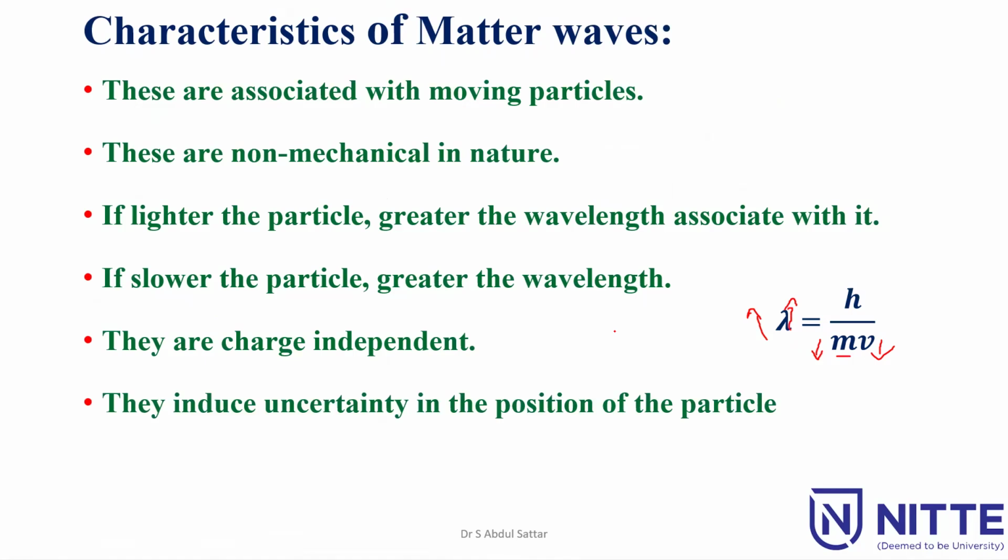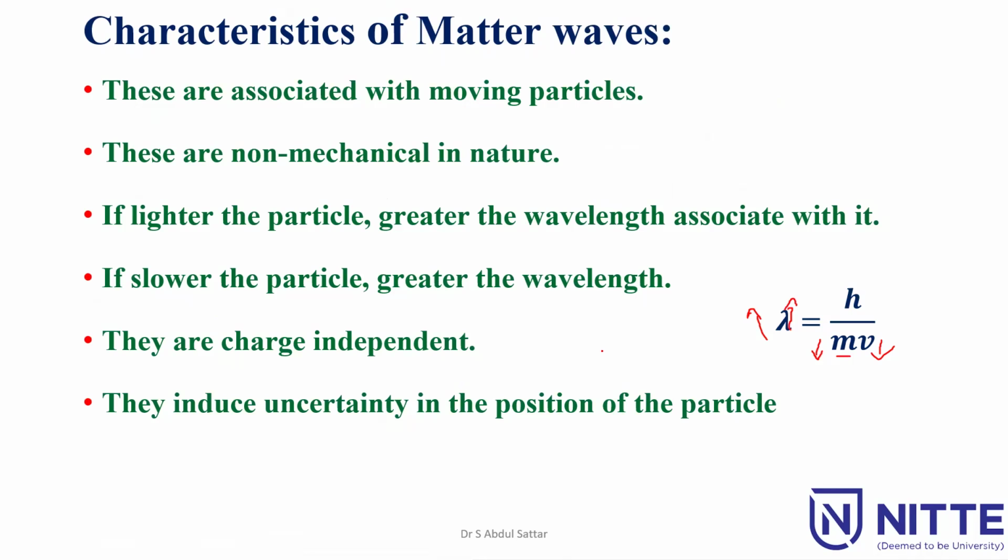And they induce uncertainty in the position of the particle. Because of the association of a wave with a moving particle, it is very difficult to locate the position of the particle. That's why they induce some uncertainty in the position of a particle. That uncertainty can be analyzed by using the Heisenberg uncertainty principle in the coming lectures.